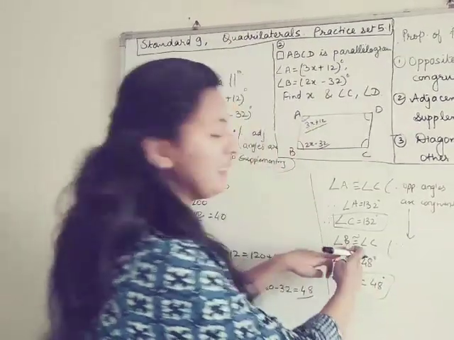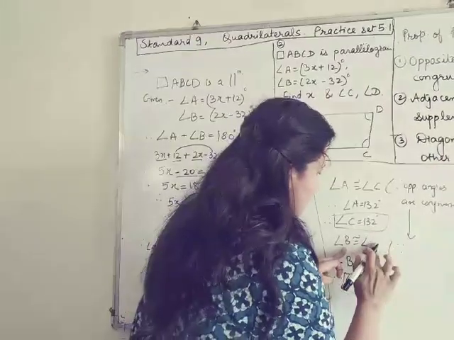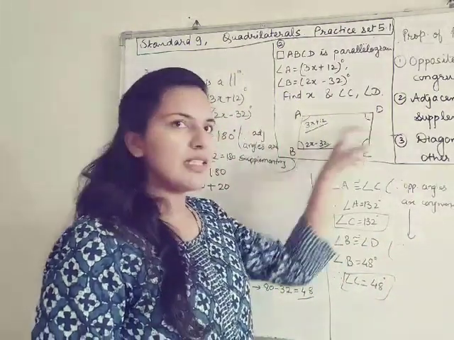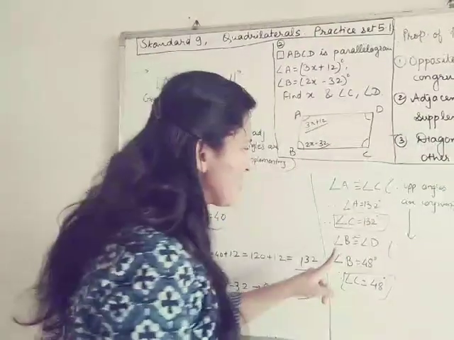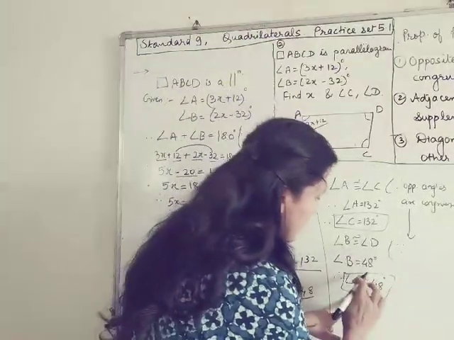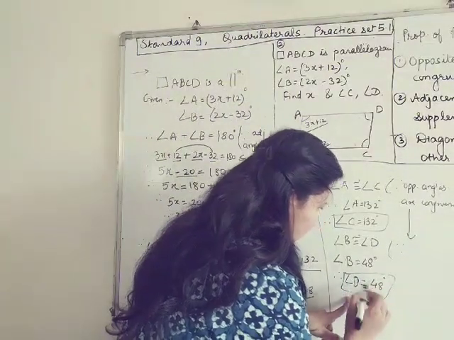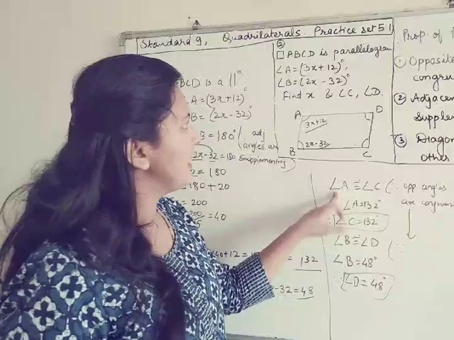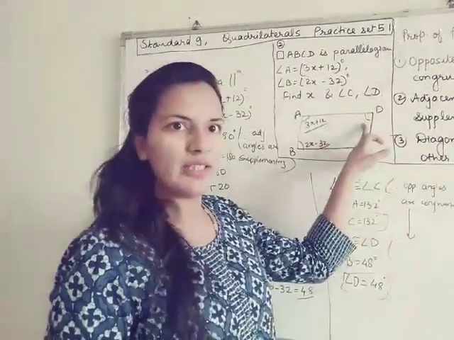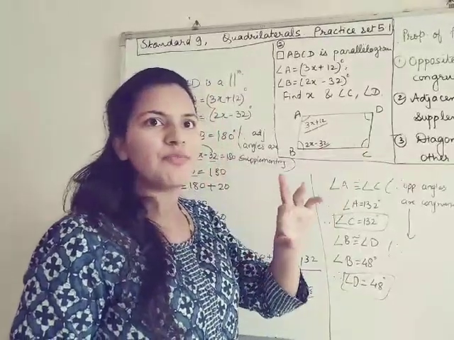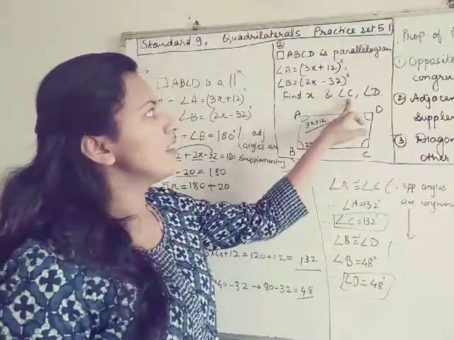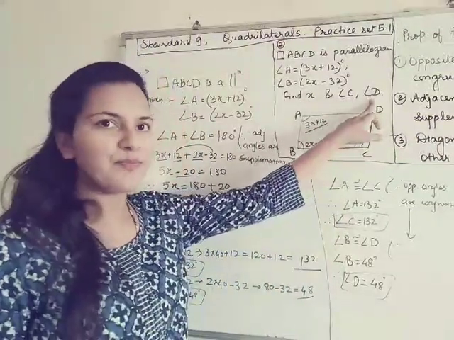angle B is congruent to angle D. I'll make a correction here. Angle B is congruent to angle D. These are the opposite angles of a parallelogram. So angle B is 48, so angle D will be 48. So angle A is congruent to angle C. These are opposite angles, and angle B is congruent to angle D. These are opposite angles. So this way we have found the value of x, and the measure of angle C and angle D.